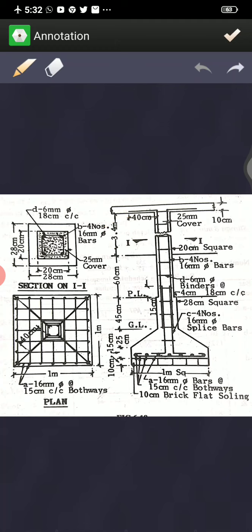Now with these details you are supposed to determine 4 different types of bars. First, the straight bars of the mesh. Second, the vertical bar, which comes from the slab to the column base. Third, the column splice. Then one more, the stirrups or binders, you are supposed to determine.